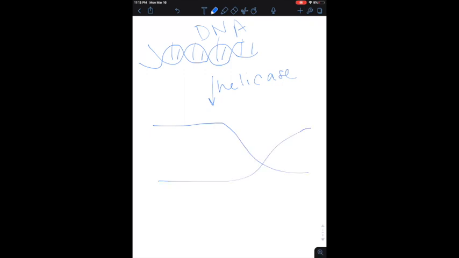unzipping our DNA. Now, it's not going to unzip it all at once, right? It's going to create something called a replication fork. And we have a lot of DNA. It's not going to just zip through it all at once. It unzips slowly, which as it unzips the DNA creates this replication fork. Kind of like when you reach a fork in the road.